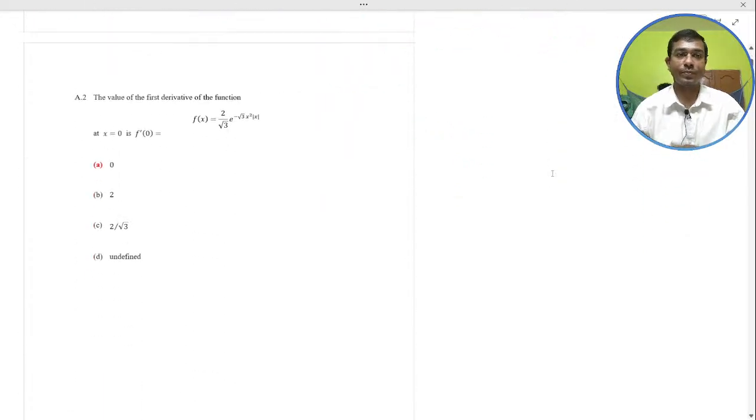Question number 2. The value of the first derivative of the function f(x) equal to 2 by root 3 e to the power minus root 3 x square mod x, at x equal to 0, that is f dash 0, is what? First try yourself and give me the solution by commenting.